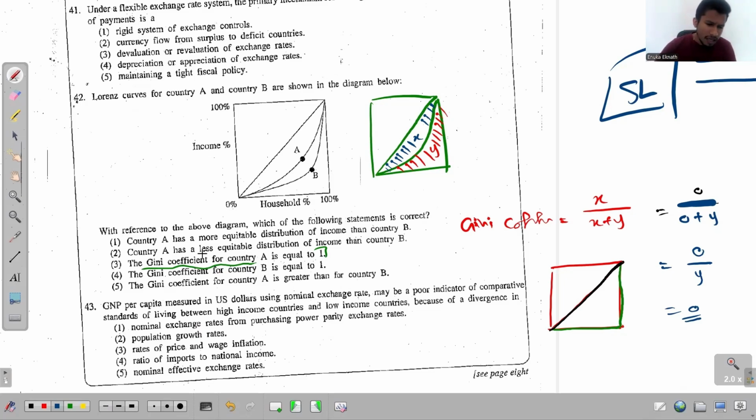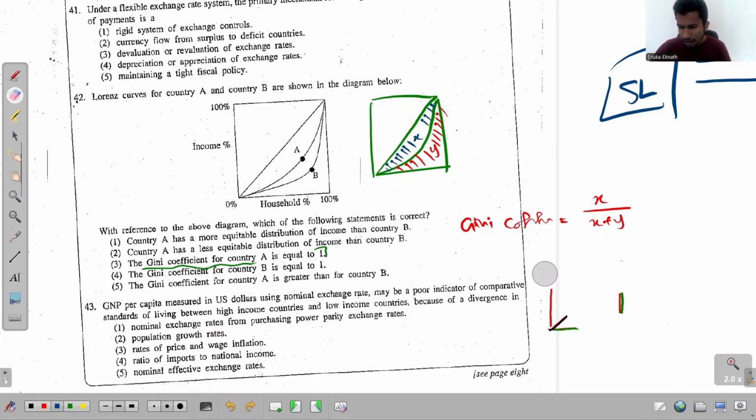All right. The fifth one: the Gini coefficient for country A is greater than for country B. Then if this is how we calculate the Gini coefficient for country A and B, the entire region, the A plus B region, the X plus Y region, has to be the same.